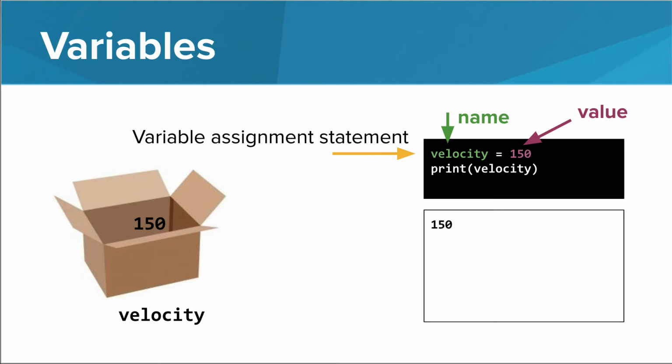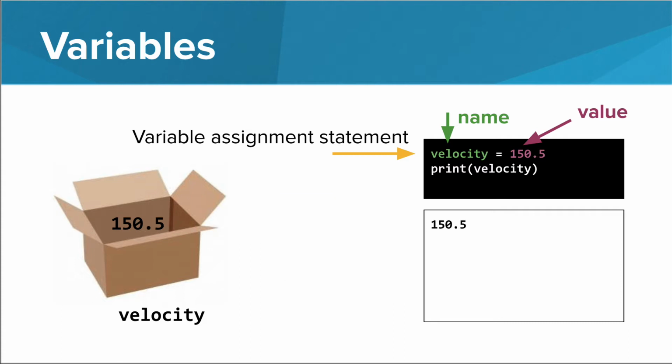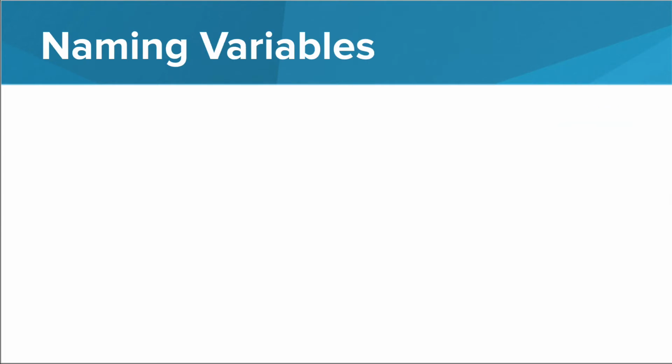Since we are storing a whole number, the type of variable is called an integer variable. As a reminder, an integer is any positive or negative whole number that doesn't have a decimal. If it did have a decimal, then we'd call it a float variable. A float number is really just an integer with a decimal point.